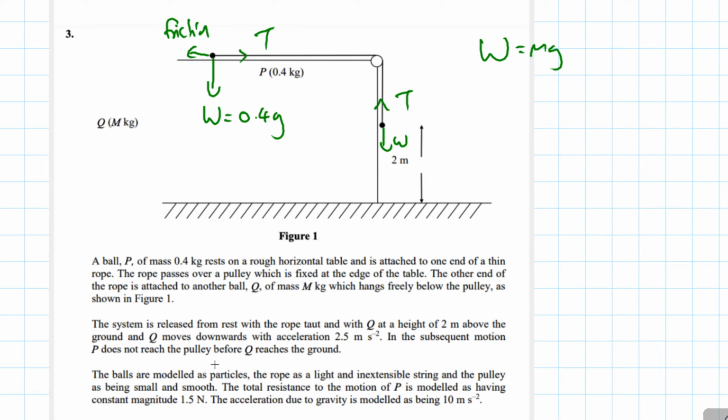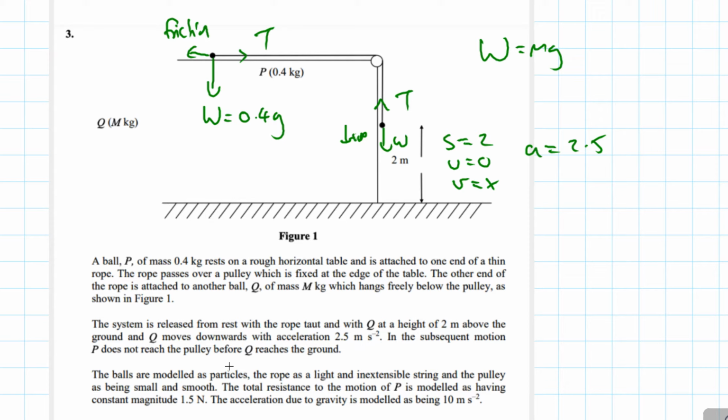The system is released from rest with a rope and with Q at a height of 2 meters above the ground, and Q moves downwards with an acceleration of 2.5 meters per second squared. So here we know that S is equal to 2, u is equal to 0 because it's starting from rest, v we don't know. Acceleration is not equal to gravity, because we're moving 2 meters downwards, taking downwards as positive; acceleration is equal to 2.5 meters per second squared, as it states in the question.